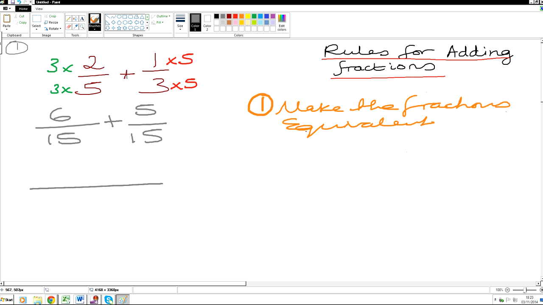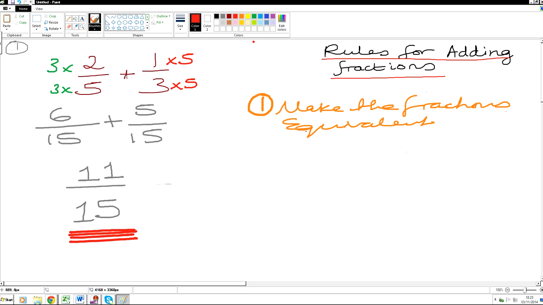Now when we add them, we add the top numbers together. So 6 add the 5 will give us 11. The bottom number gets copied down. 11/15. Okay, you do not add the bottom numbers ever. Because you don't get 30. Okay, right, lovely. So that is our answer, 11 over 15 for this nice and simple question.